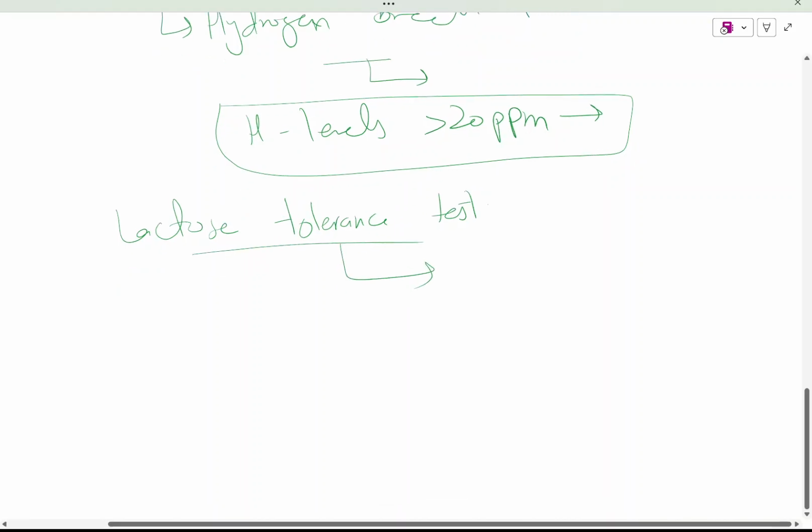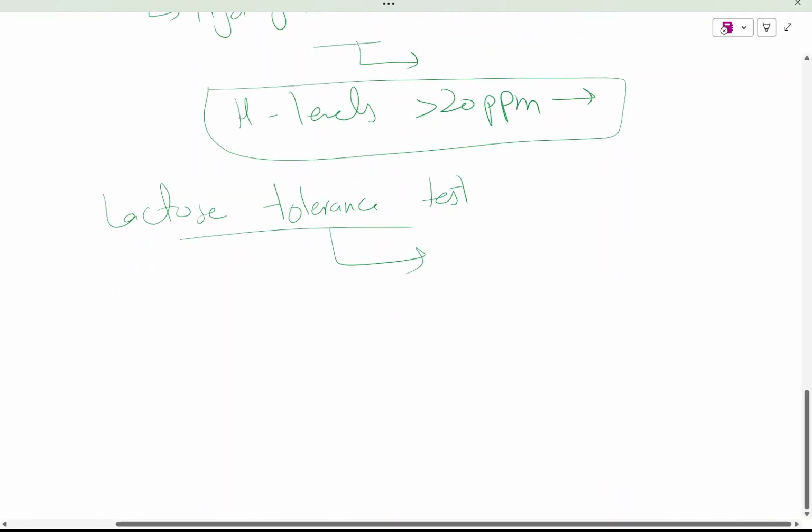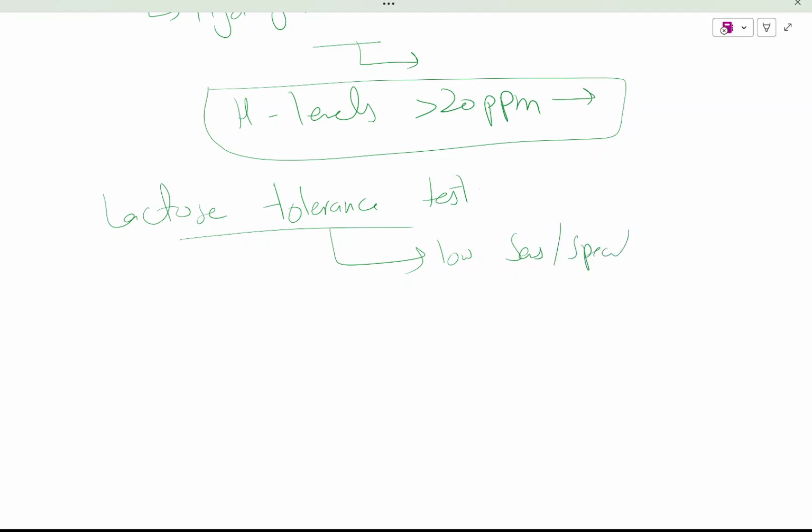We give our patient lactose. There is a normal rise in blood glucose. In lactose intolerance, the normal rise in blood glucose level is pathologically reduced. So this test has low sensitivity and specificity.